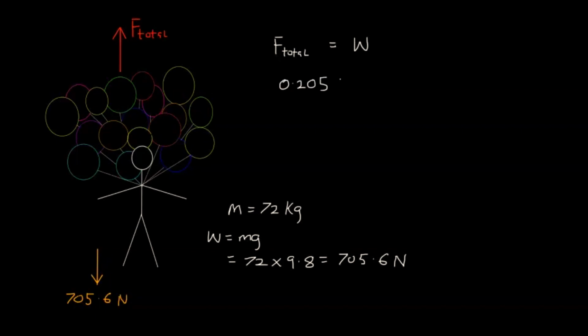So we have 0.205 N times n, which is the upward force from the helium balloons, equals 705.6. Solving for n, we have approximately 3,442 balloons. This means that we need at least this many balloons to generate enough force to lift the person.